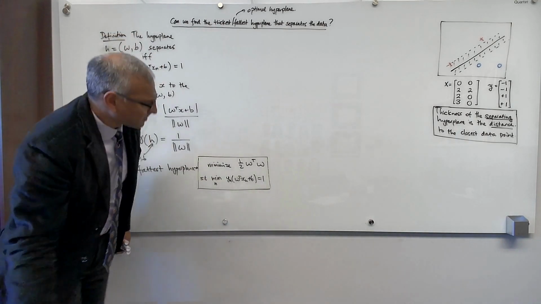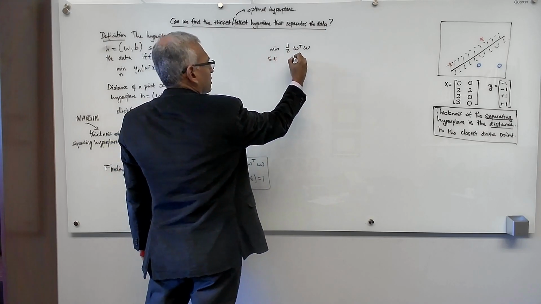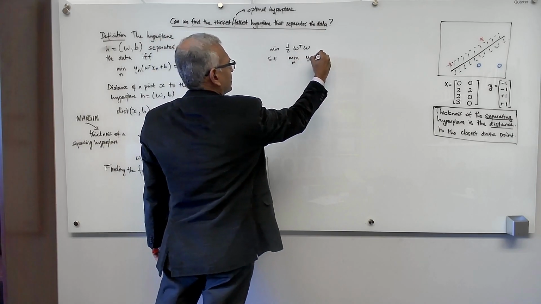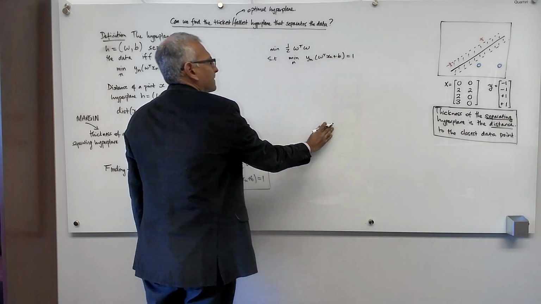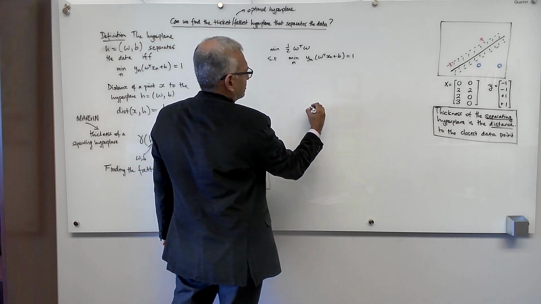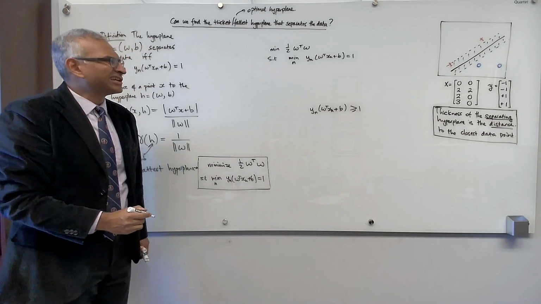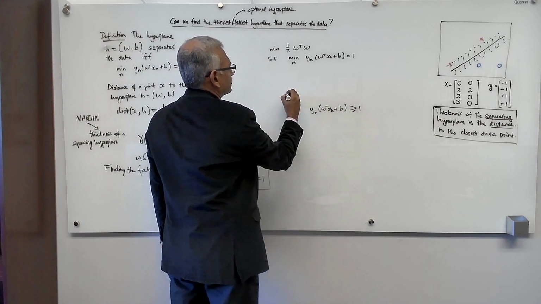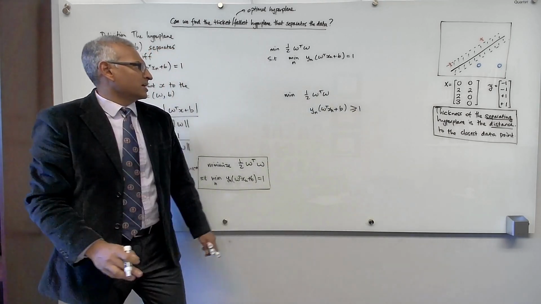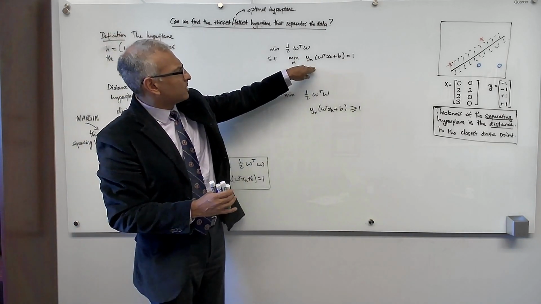Okay. So minimize 1/2 W transpose W subject to the min over all your data points of yn (W transpose xn plus b) equals 1. Okay, well, certainly if the minimum is equal to 1, it means that yn (W transpose xn plus b) is greater or equal to 1. So we could consider an alternative optimization problem with this constraint. So minimize 1/2 W transpose W subject to this inequality constraint, where I replaced equals to 1 with greater or equal to 1.